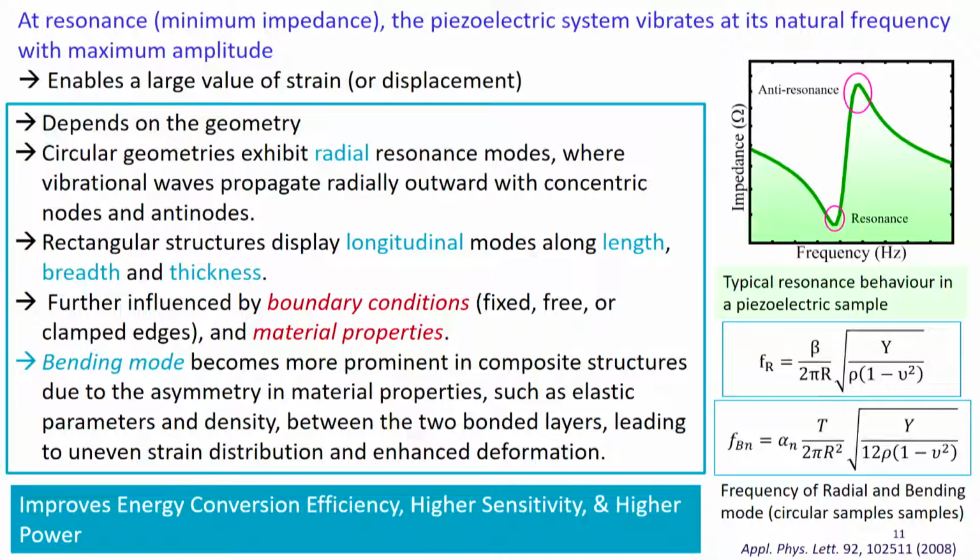So when it comes to the radial mode as well as the bending mode, you will be able to see the geometric nature of that and then try to use this formula, where the resonance frequency for the radial mode is given by beta by 2 pi r square root of Y by rho into 1 minus v square. The variation is going to be the radius here, whereas in the case of the bending mode, it depends once again mostly on the radius.